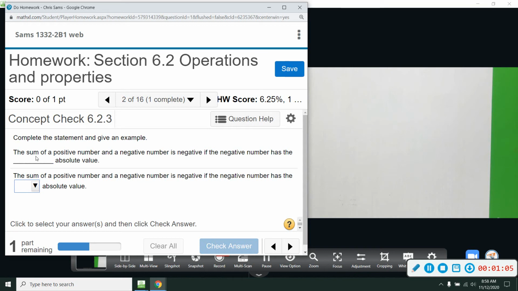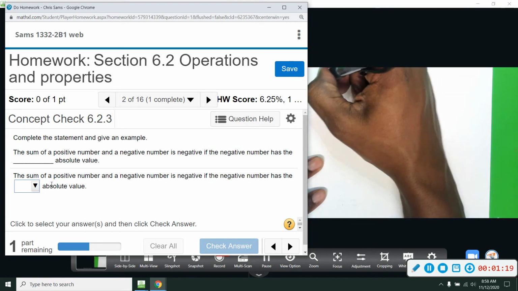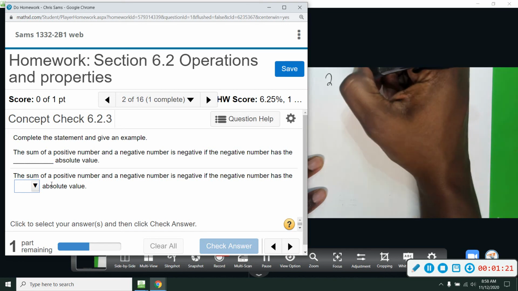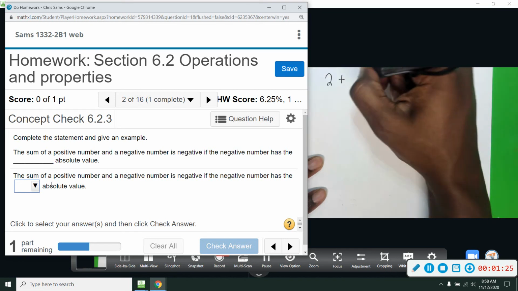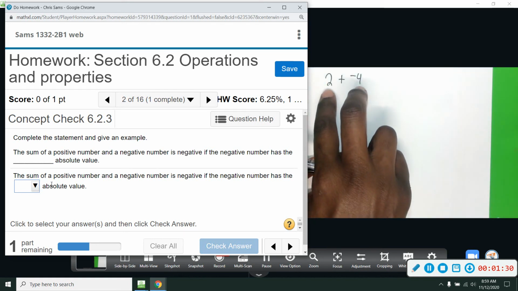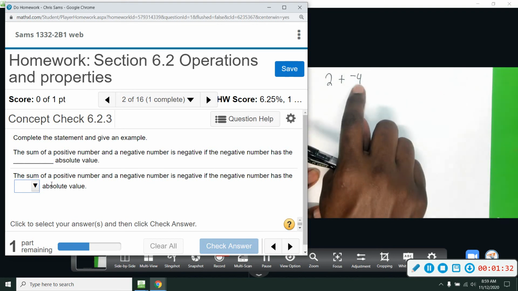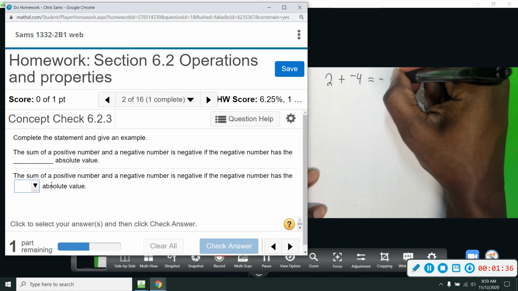Number 2, the sum of a positive and a negative number is negative if the negative number has the blank absolute value. So, in mathematical terms, if I have a positive number and a negative number, let's just say plus negative 4. The only way that this will turn out negative is if the negative one is a bigger number. All right, so if you do this, you get negative 2.